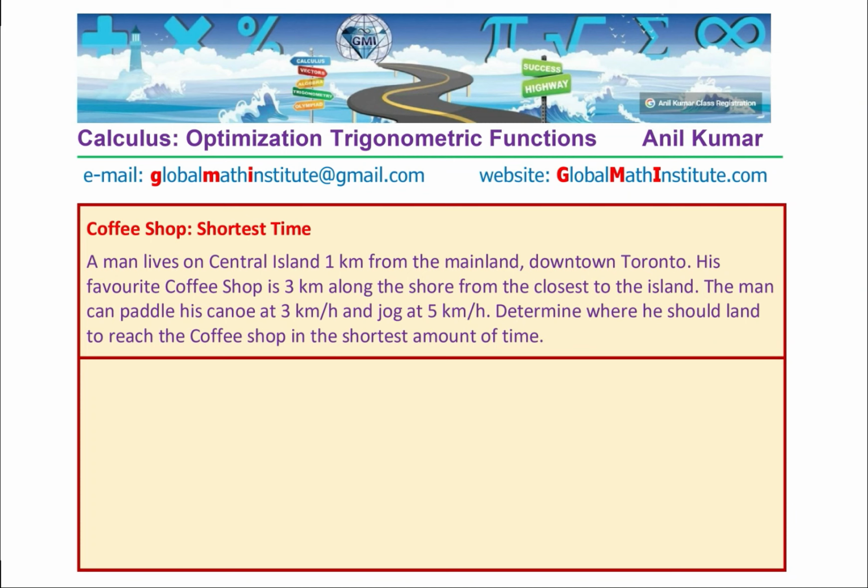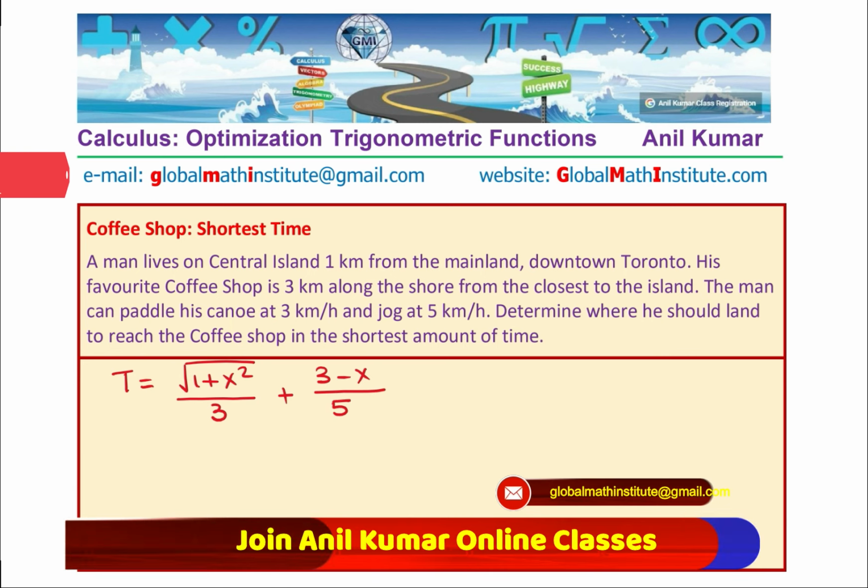So let me write down the time which we have: square root of 1 plus x square over 3, plus the jogging distance 3 minus x with the speed of 5 kilometers per hour. So that becomes the expression of time with respect to x, right? So once again, let me now draw the diagram slightly bigger.